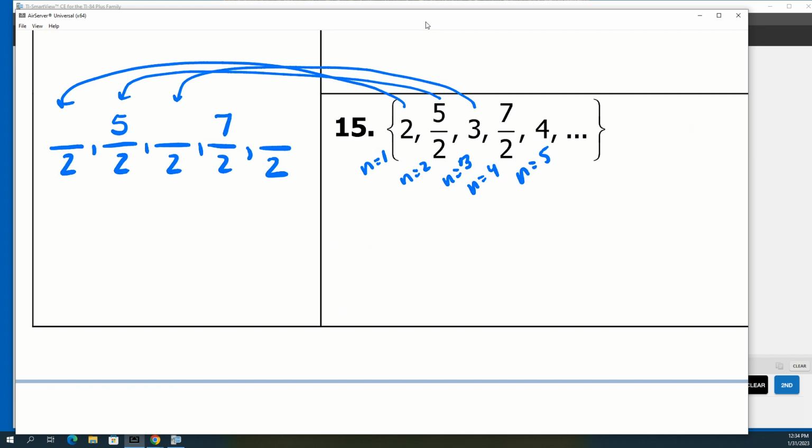All right. Now, what would we do over 2 to get 2? 4. So 4 over 2 is 2. 6 over 2 is 3. And then 8 over 2 is 4. All right. So my rule is going to be something over 2.